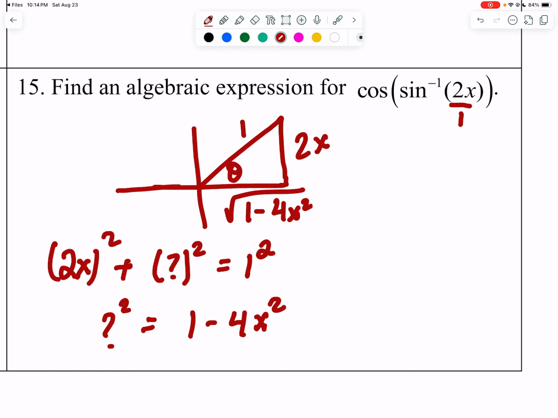Now, to find cosine of theta here, remember that cosine of theta is adjacent over hypotenuse. So this right here is just the square root of 1 minus 4x squared over 1.